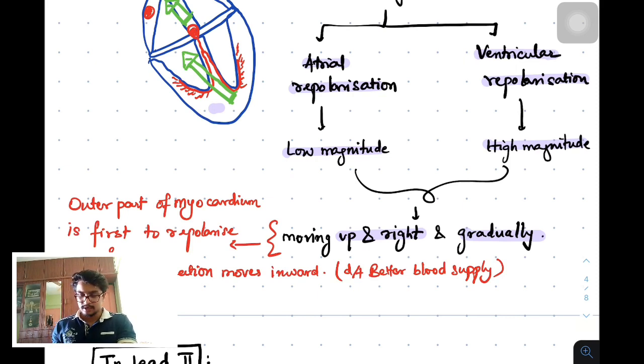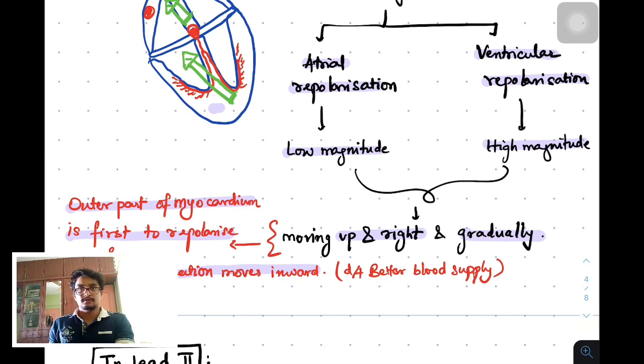The outer part of the myocardium is the first to repolarize, and the repolarization moves inward from there. So the vector which was projecting outward and leftward in the depolarization phase will project the opposite, upward and rightward, in the repolarization phase.